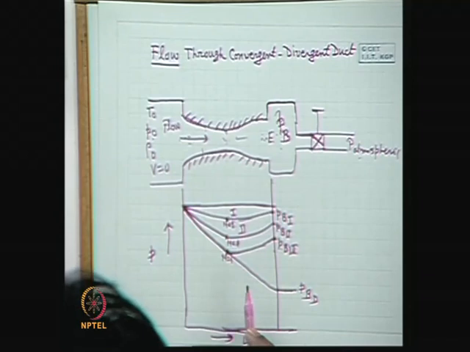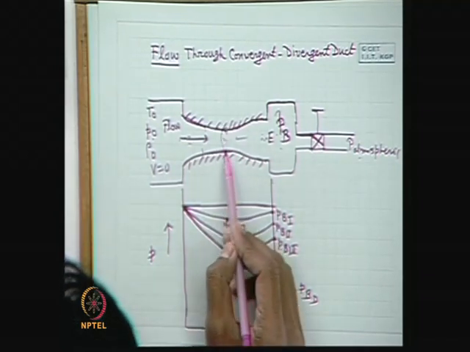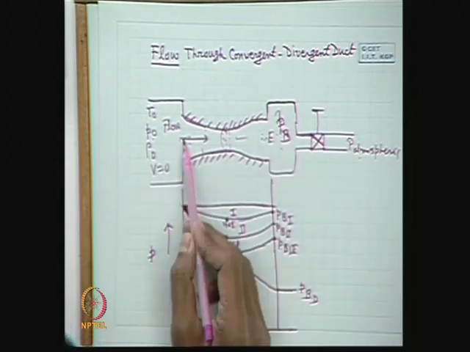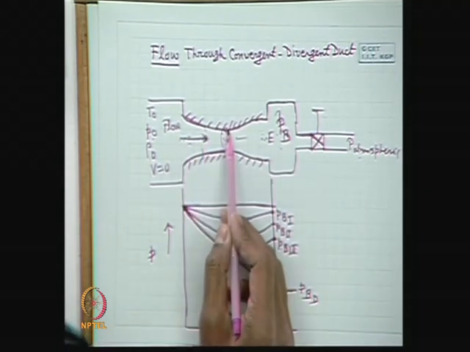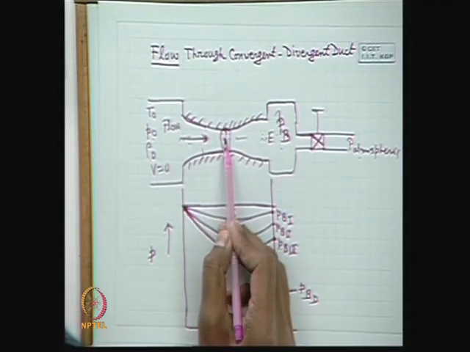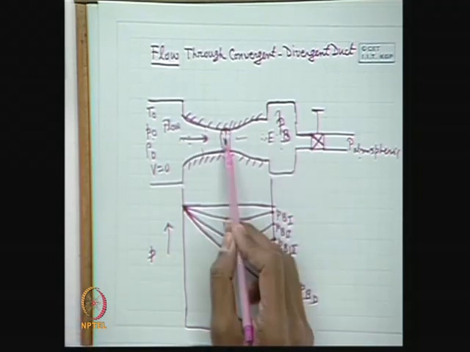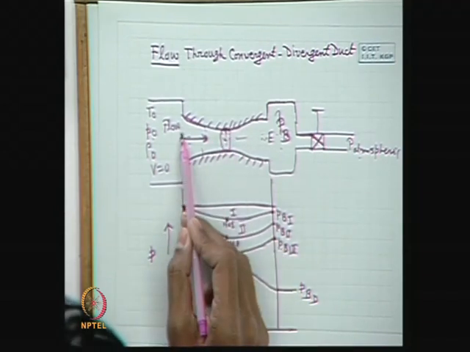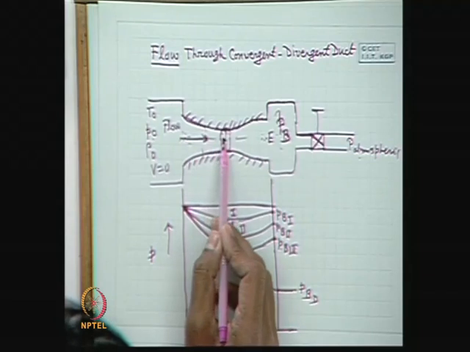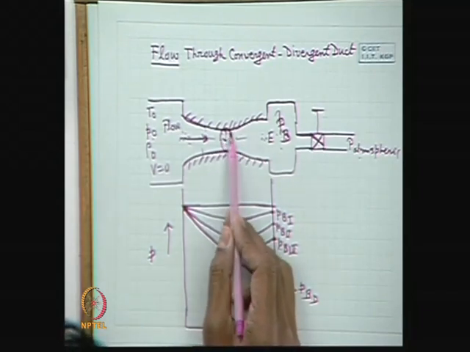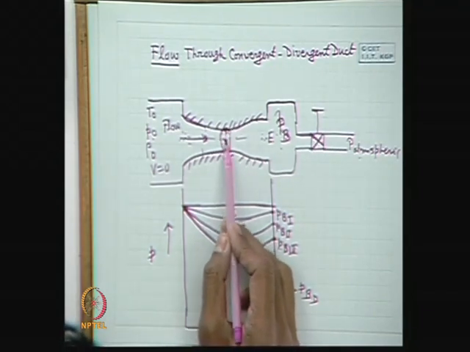Now, first thing you will have to understand is that when sonic velocity is reached here, a further reduction in the back pressure will not be able to generate any increase in the flow. At this section, the properties will remain unaltered, which I already discussed earlier. So the Mach number 1 conditions and the pressure distribution in this portion will remain unchanged. So this part will not be changed, and here the flow velocity will attain Mach number 1, that is the sound velocity.